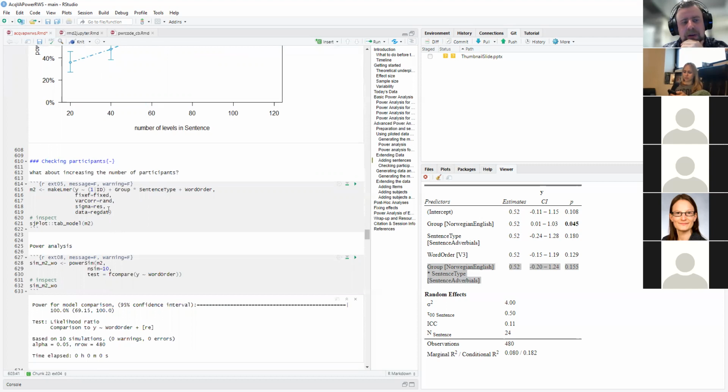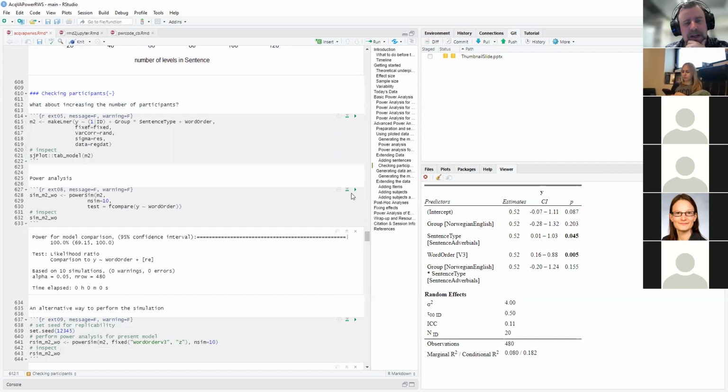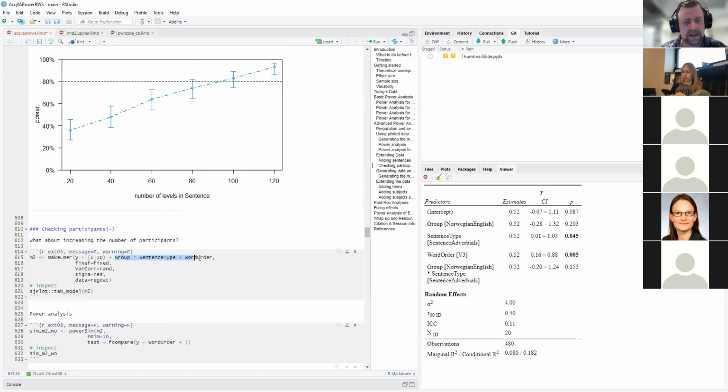Okay. So here, basically, I wanted to check what we do if we don't want to increase the number of sentences, but we want to increase the number of participants, right? And here, basically, we do exactly what we did before. We generate another model, same as before. And now here, we can actually do the proper one that we also used above. Let's just copy this.